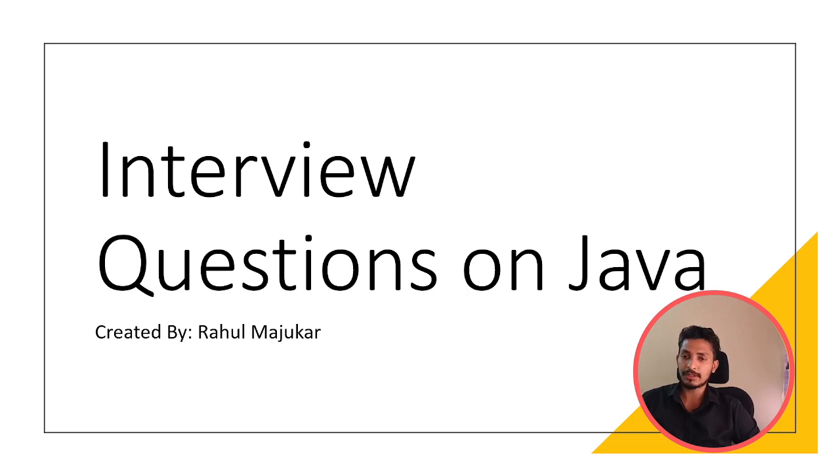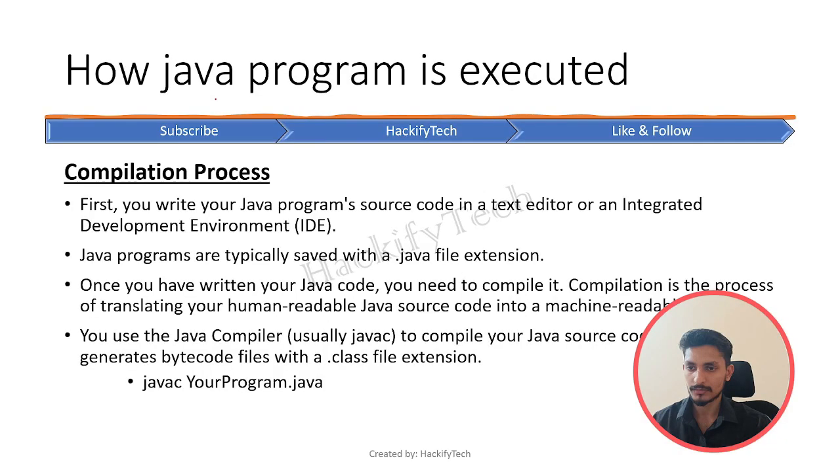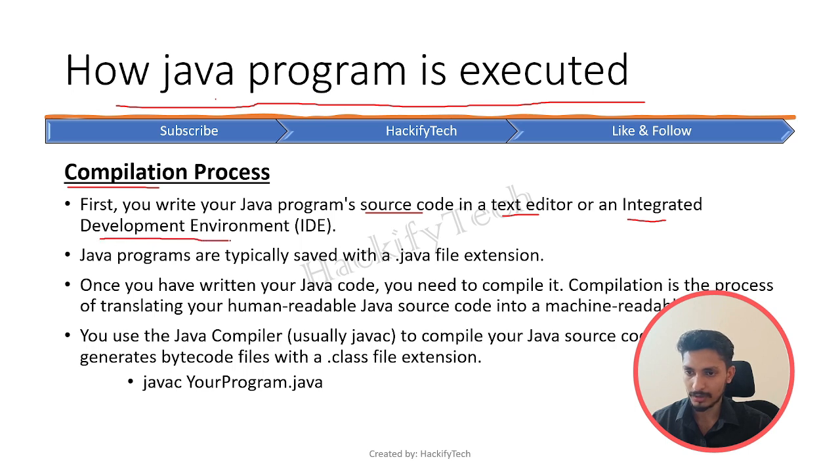Let's dive into the Java interview questions. So in this series, the first question we have is how a Java program is executed. Basically, there are two phases of execution. First is the compilation phase, in which we'll be creating a Java program, that is nothing but Java source code, in a text editor, or we can use any IDE, that is nothing but integrated development environments or software, in order to write a Java program.